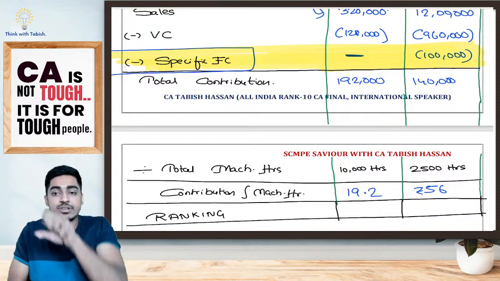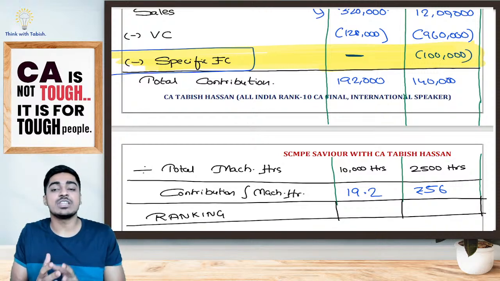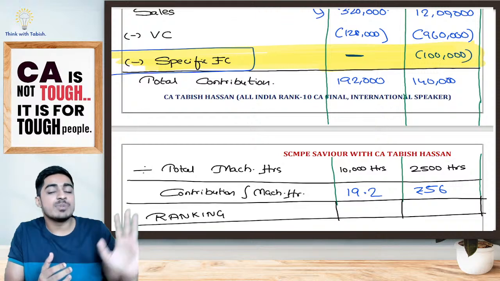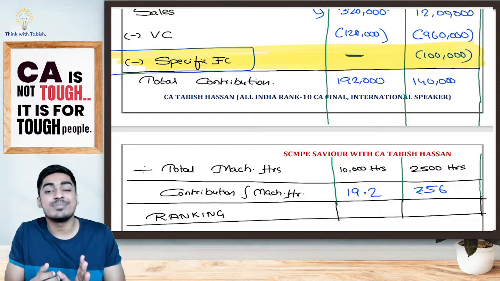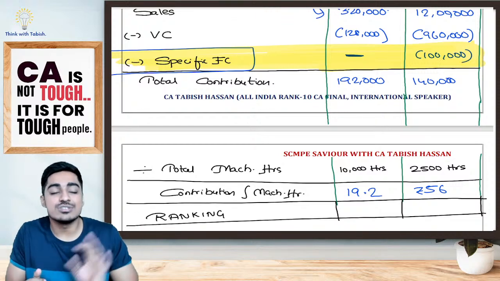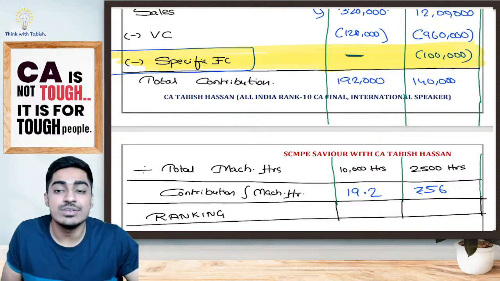From the toy revenue I've got 12,00,000. For these 40,000 toys, 9,60,000 I pay for the variable cost. 1 lakh for the machine also I'm paying for these 40,000 units. So this is also specifically traceable for every unit.